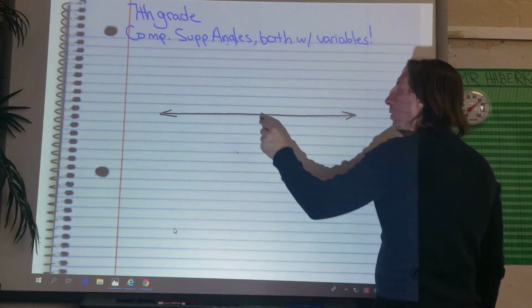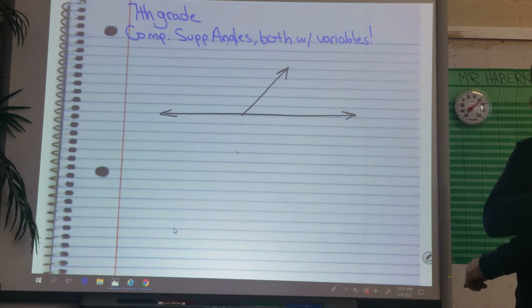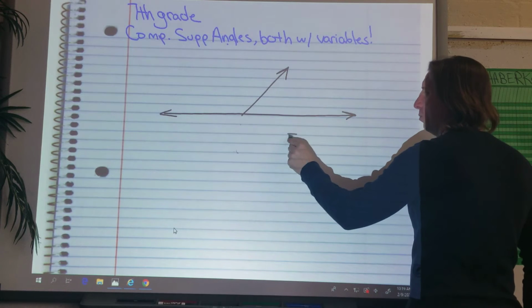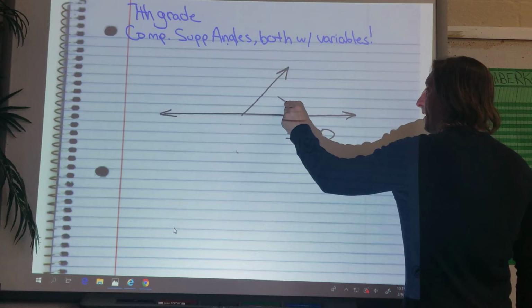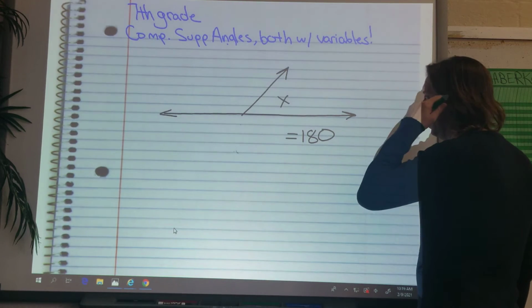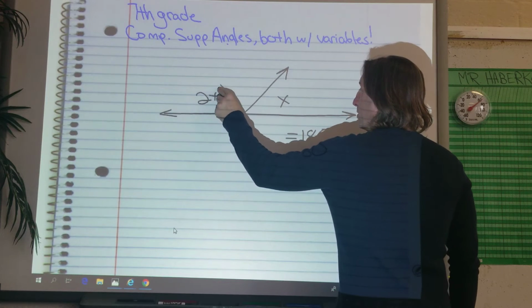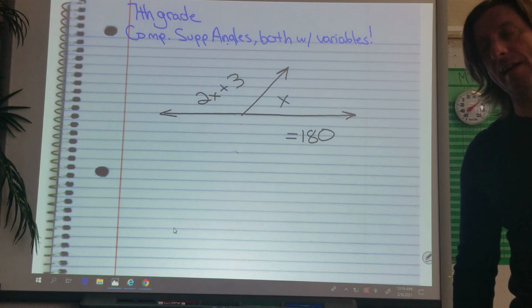All right, let's do another one. Well, I already know that this is gonna add to 180, right? I can tell just by looking at the picture. It's got a straight line. It's gonna equal 180. And I'm gonna say this one is x, and I'm gonna say this one is 2x plus 3. So we get a little bit more complicated now.